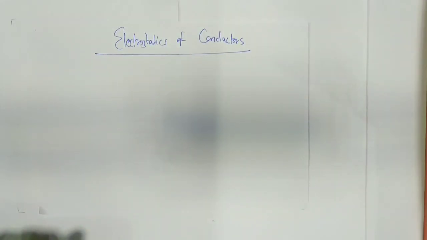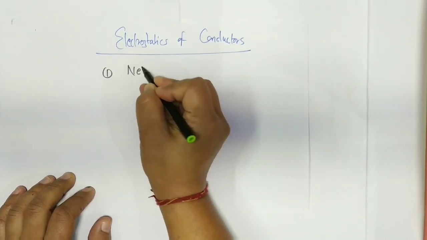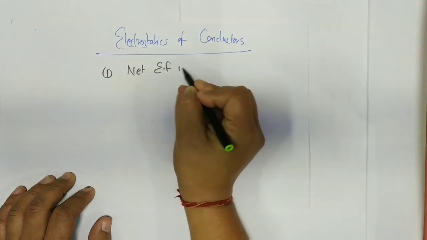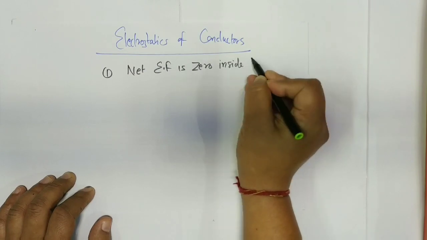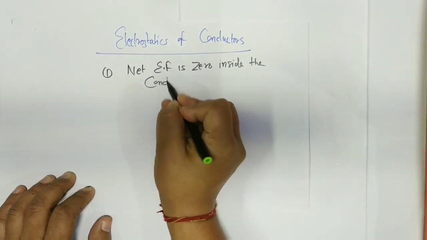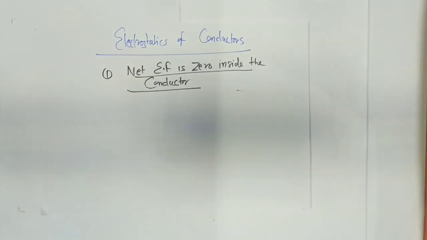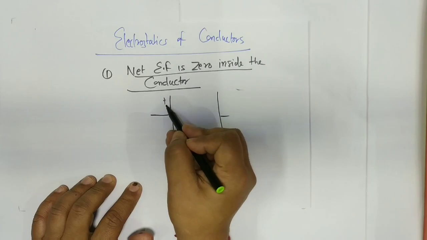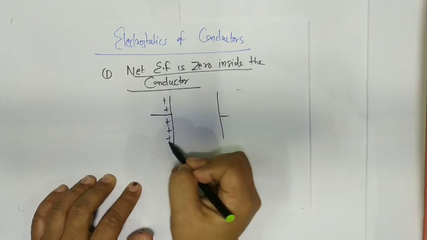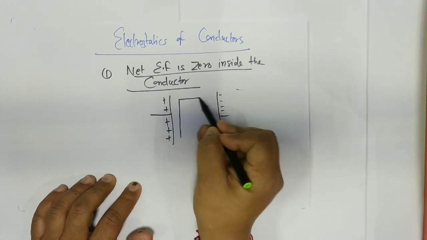They may be asked as a conceptual one. First is that net electric field is zero inside the conductor. So very simple how it is. We already know that inside the conductor we can't apply the Gauss theorem also. So I am going to give you an example. Say there is a plate and this is a positive plate, and this is a negative plate. If you put a conductor here, do you know what happens?